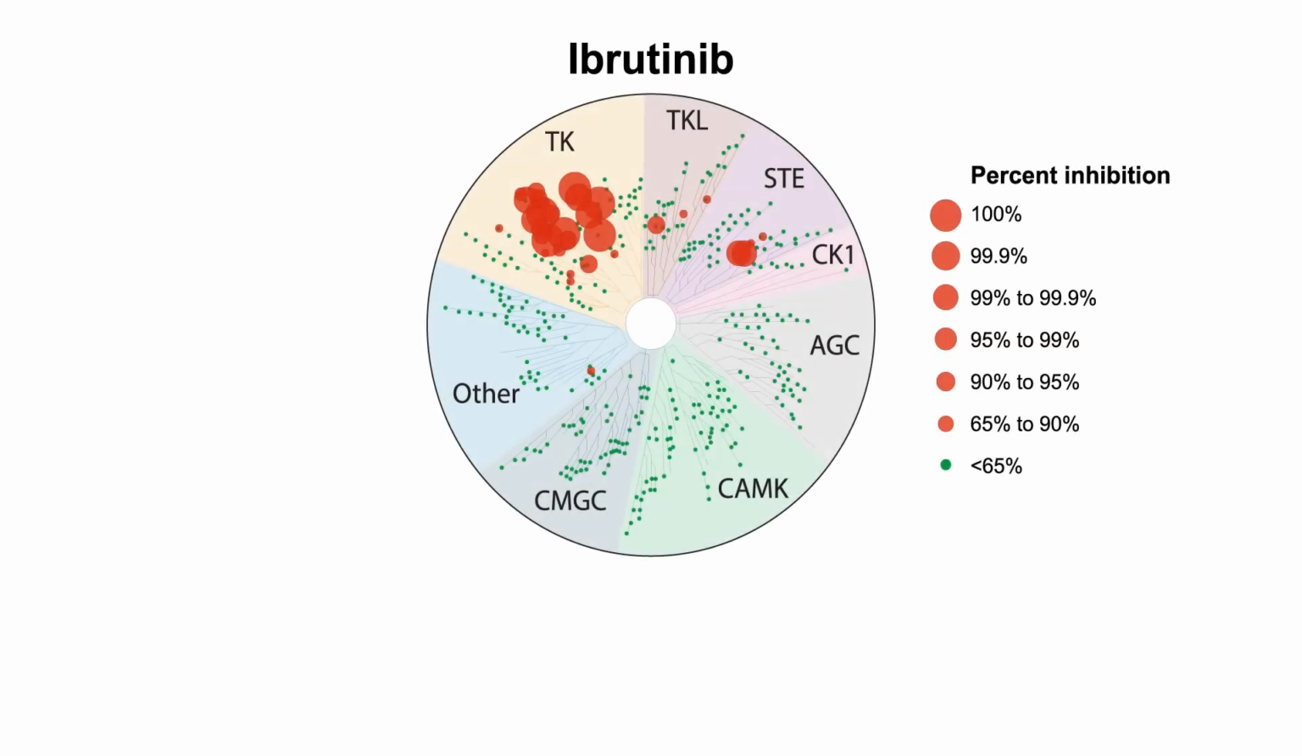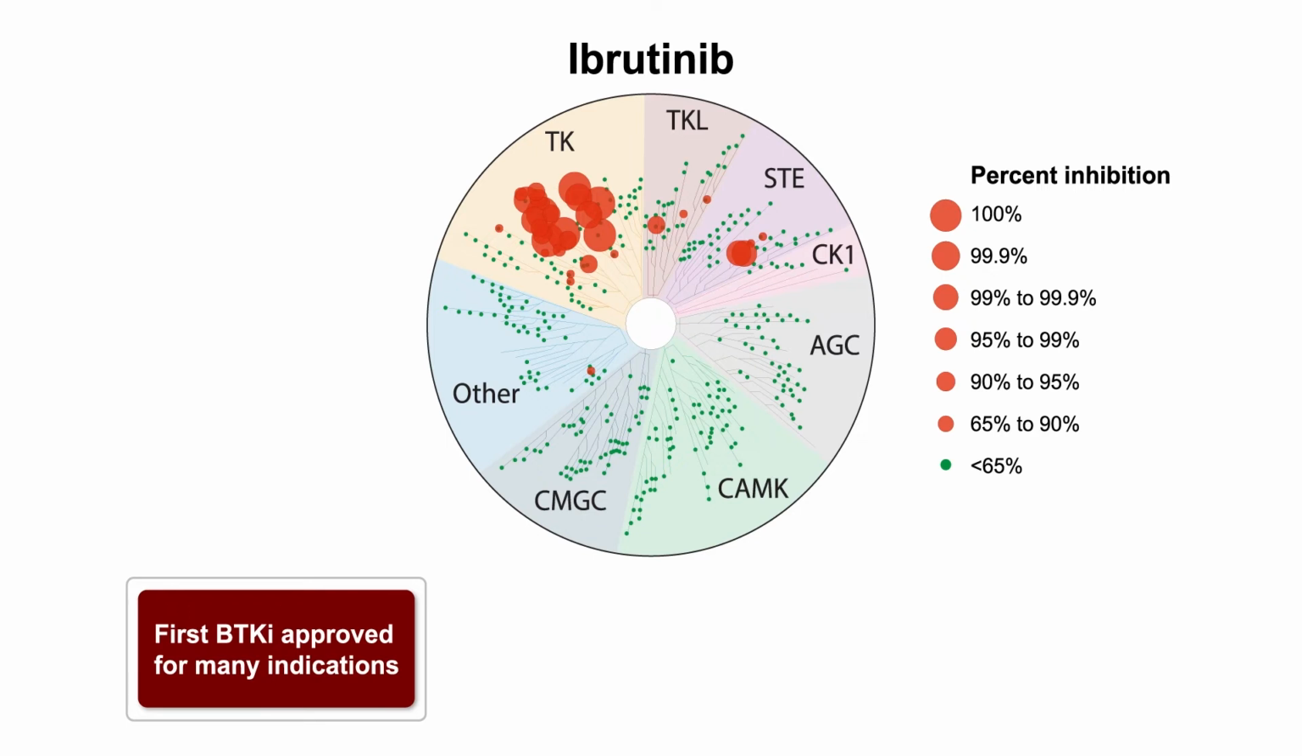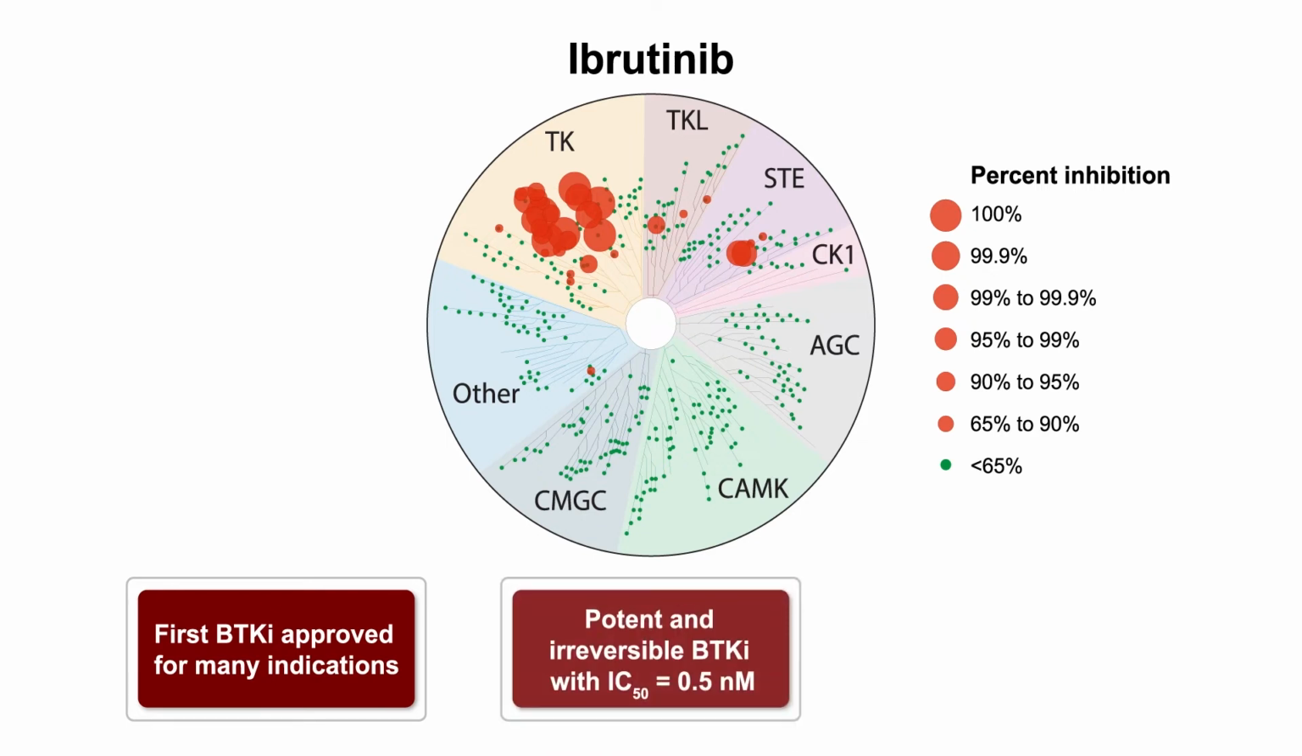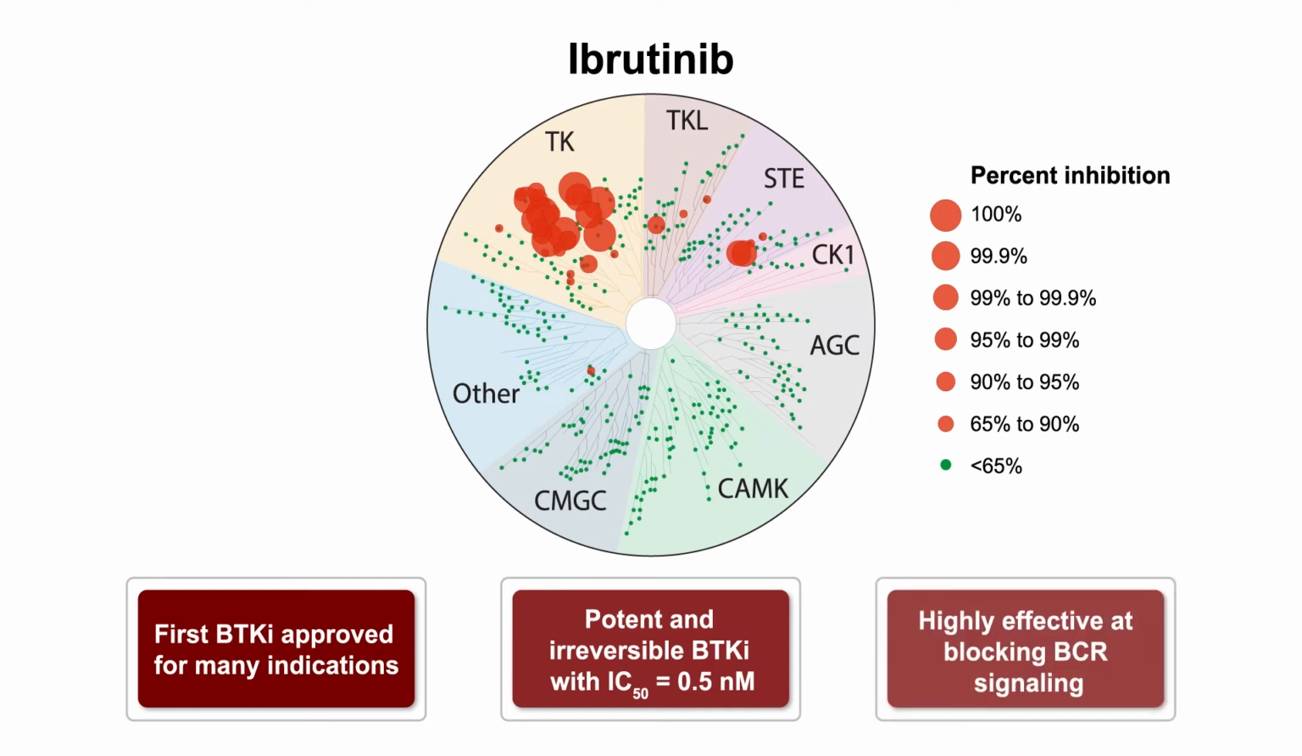So let's start with ibrutinib, which was really the first BTK inhibitor approved for many indications. And it was approved because it's a potent and irreversible BTK inhibitor that is highly effective at blocking the BCR signaling. But when you look at this diagram, you can see that ibrutinib doesn't just impact the BTK protein. In fact, it has many other off target inhibitions of other kinases. And these off target effects can actually help explain some of the toxicities that we can see with the irreversible inhibitors.